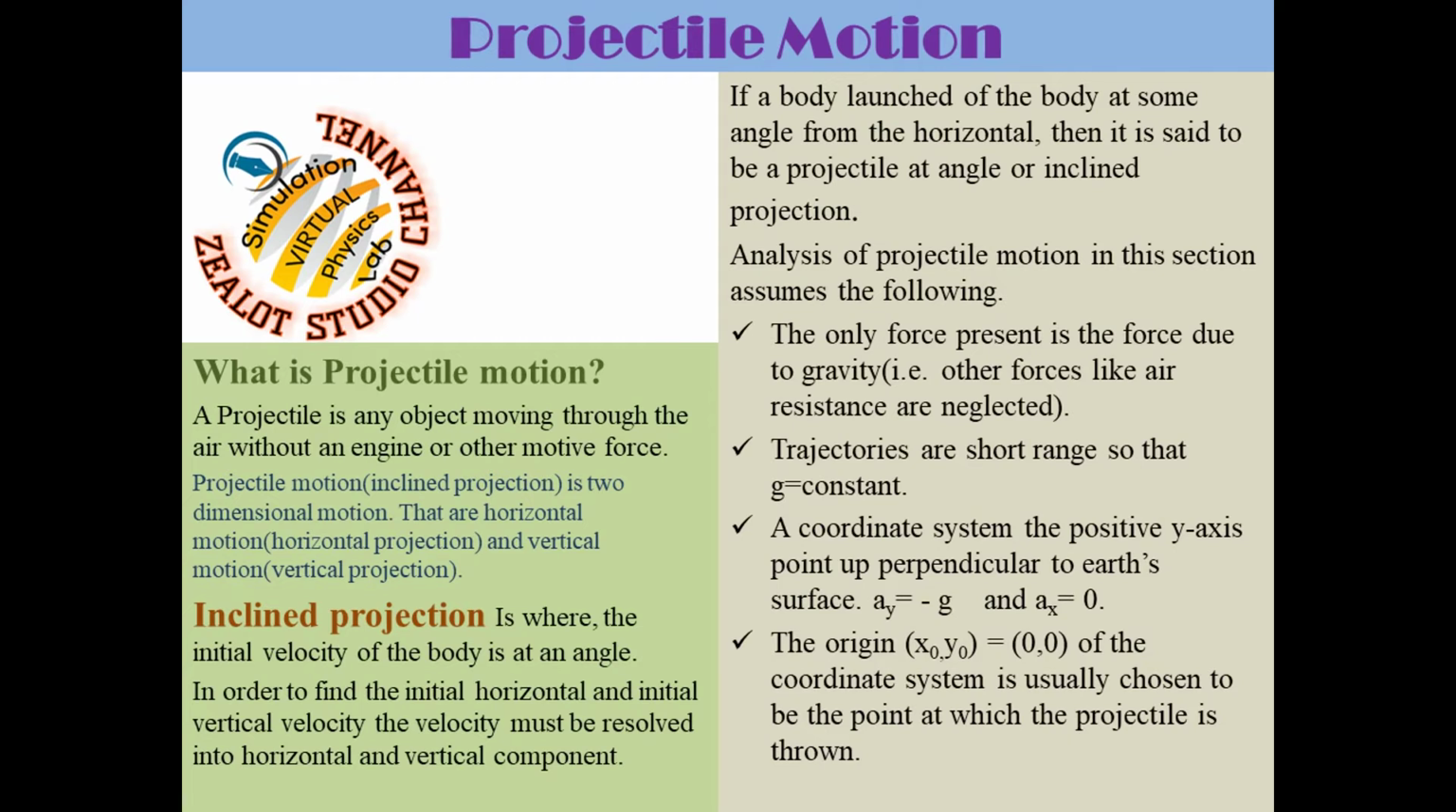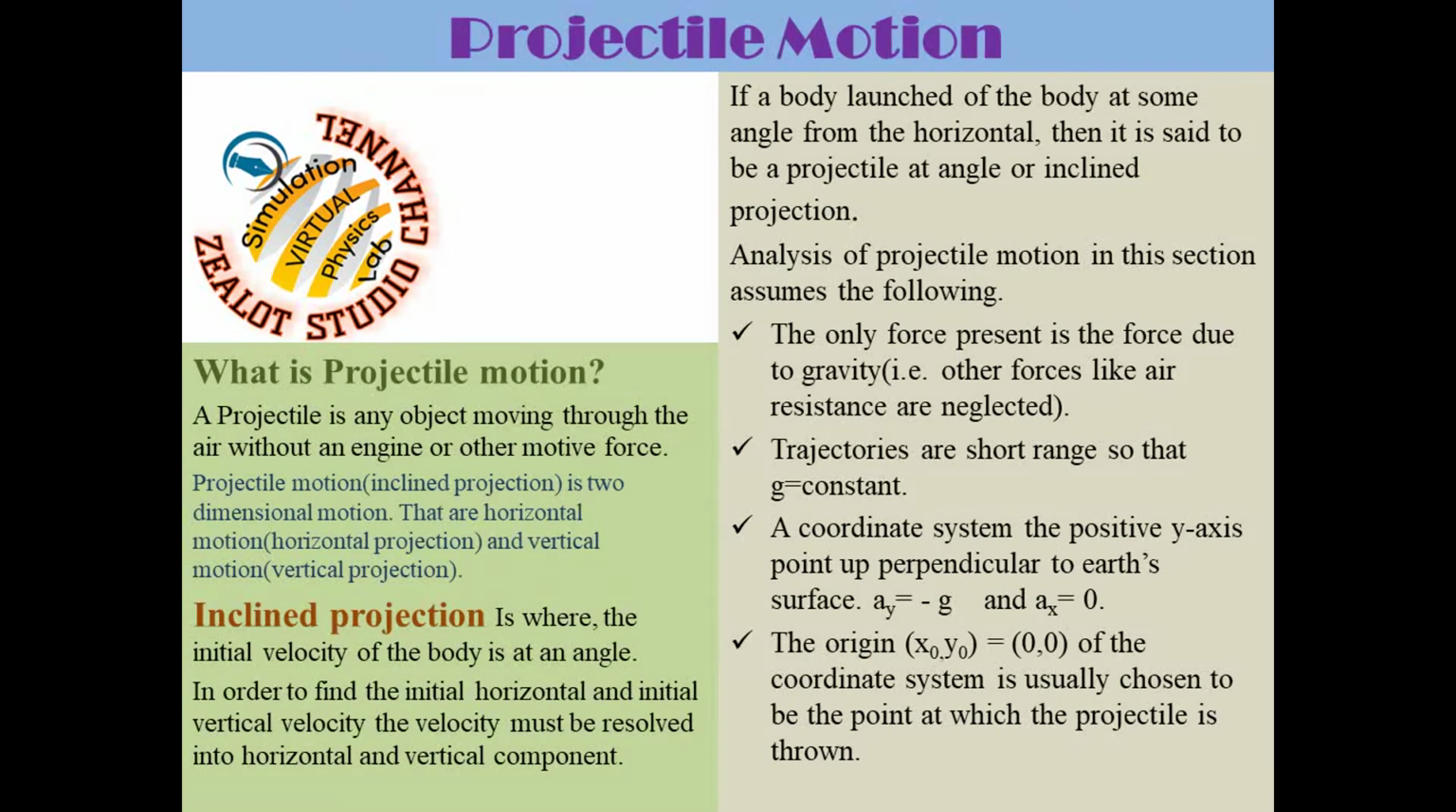Gravitational acceleration is nearly 9.81 meters per second squared. The trajectories are short ranges, so g is constant. When far from the Earth's surface, the gravity nearly decreases, but near the surface of the Earth, the range of the trajectory is short, so the gravity is constant here, as you may see above.